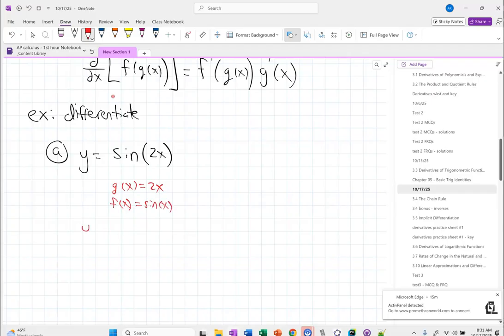Okay. So the derivative should be the derivative of the outer function. What's the derivative of the outer function? Derivative of sine is cosine. And then the inner function stays the same on the inside. And then we have times the derivative of the inner function. Derivative of 2x is 2. We're done. Is everybody okay with what we did there?